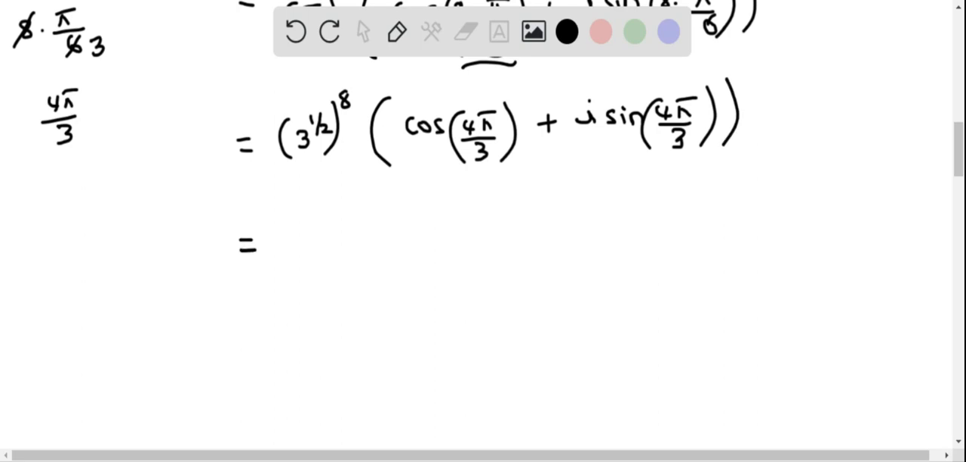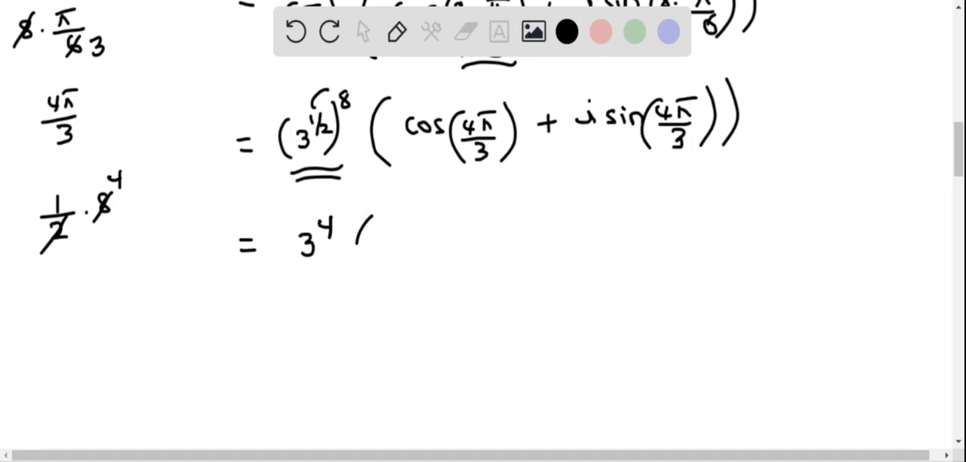Now let's simplify this. This is 3 raised to the power of 1 by 2, so these two powers will get multiplied. That is 1 by 2 times of 8, and this equals 4. So therefore this becomes 3 raised to the power of 4.